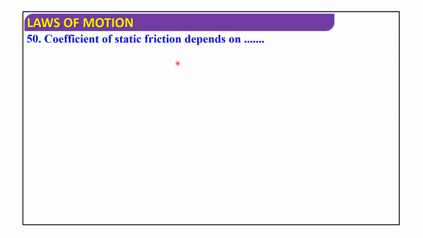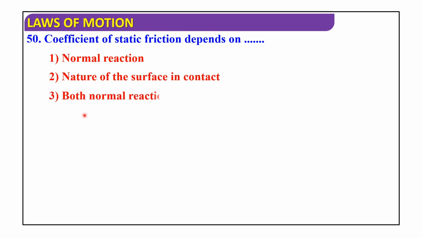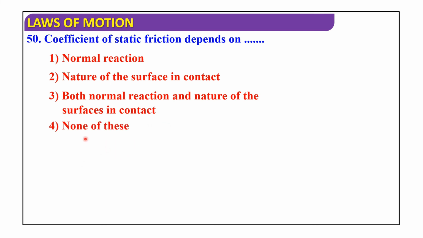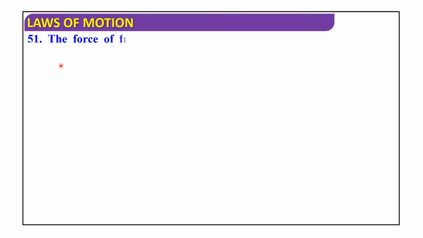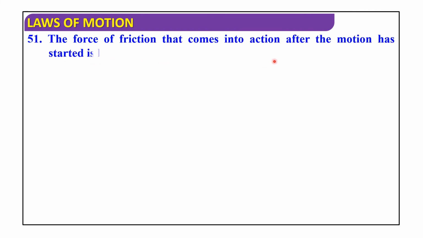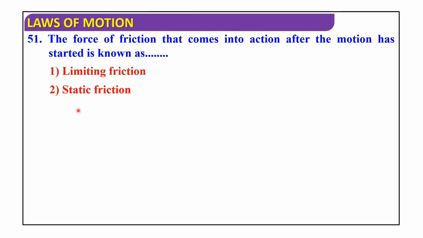Okay. Next, coefficient of static friction depends on: normal reaction, nature of surface in contact, both normal reaction and nature of surfaces in contact, none of these. So the coefficient of static friction depends on the nature of the surface in contact. Second option is correct. Next, the force of friction that comes into action after the motion has started is known as: limiting friction, static friction, dynamic friction, none of these. So it is known as dynamic friction.